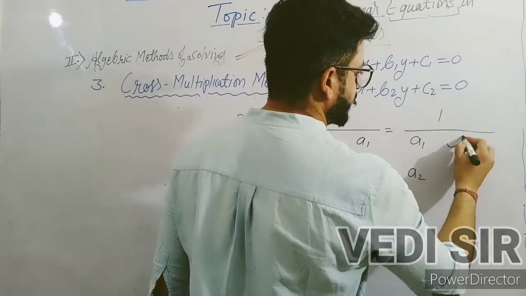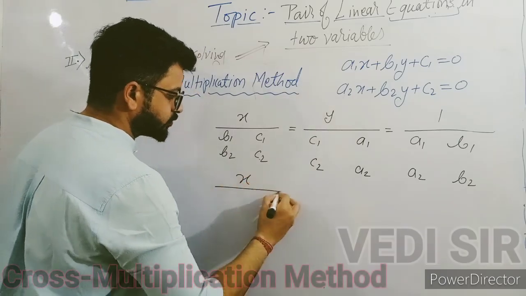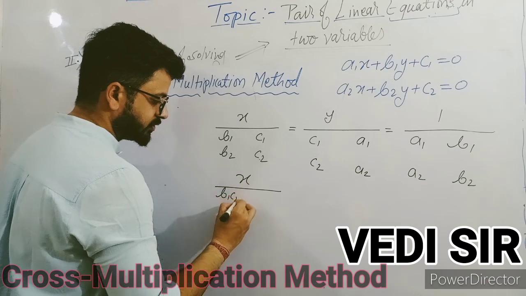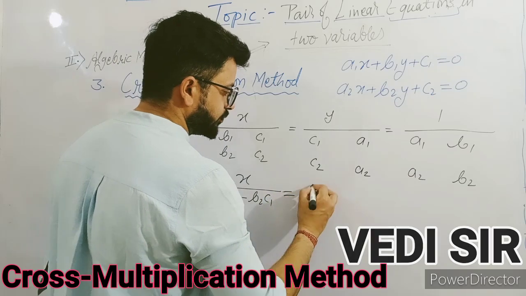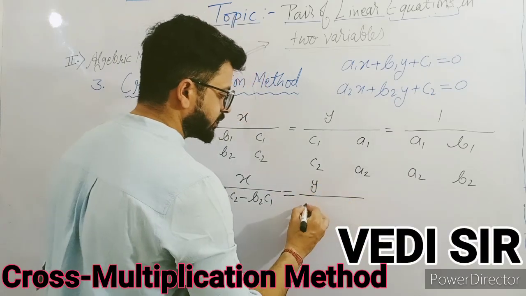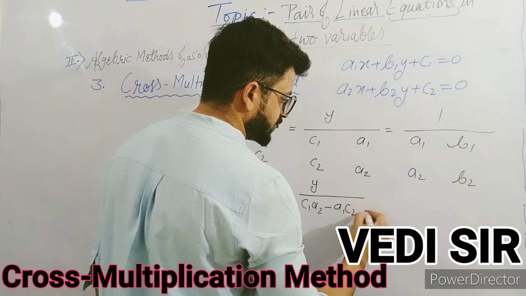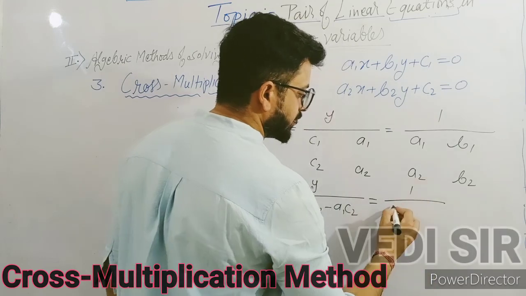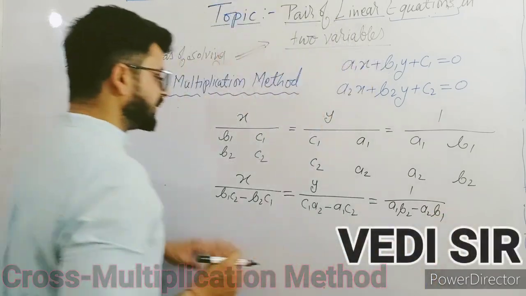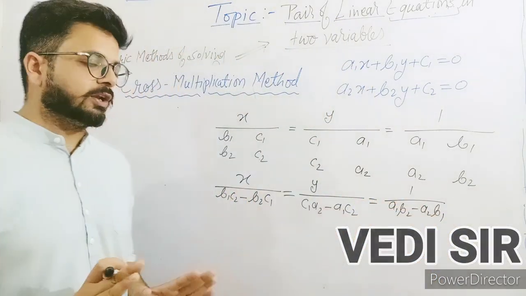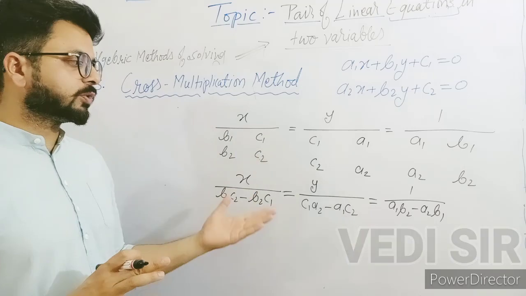And finally I will tell you the tricky approach also. So how to remember this formula? Now finally cross multiply: b1 c2 minus b2 c1 is equal to y upon c1 a2 minus a1 c2 is equal to 1 upon a1 b2 minus a2 b1. Finally this is the formula, but again I am telling you no need to mug up this formula. I will tell you the procedure again, and one tricky approach also.